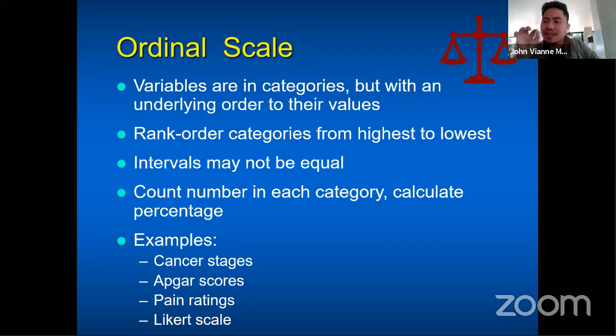Any categories with a specific order like first choice, second choice, third choice, fourth choice, first, second, third, fourth, fifth, or strongly disagree, disagree, neither agree or disagree, agree, strongly agree, or very poor, poor, moderate, good, excellent. So with that kind of categories, these are ordinal scales or ordinal variables.